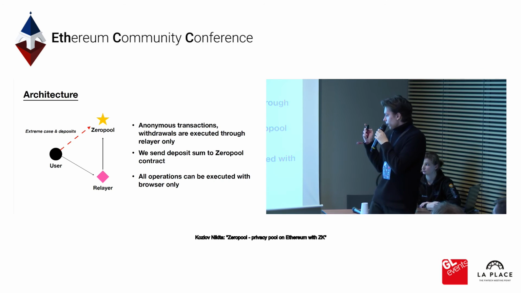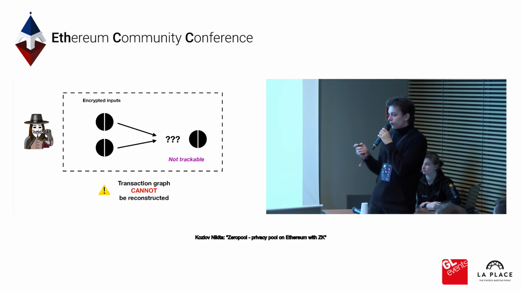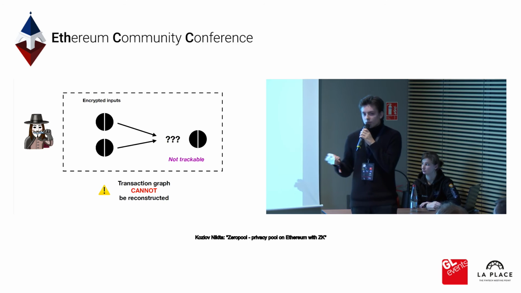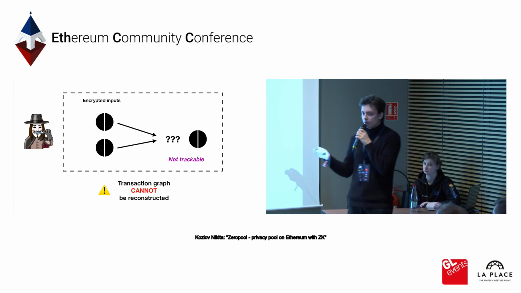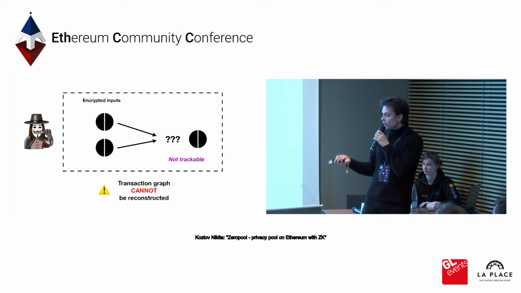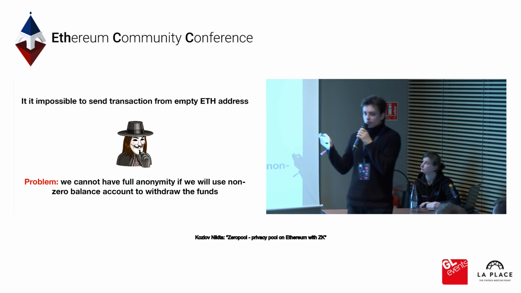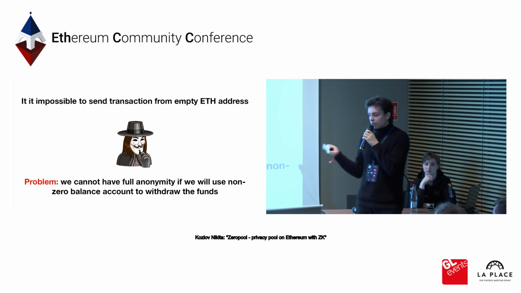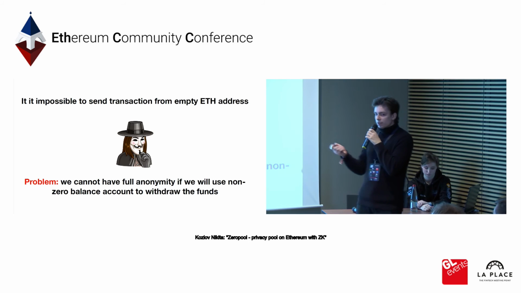So there are some basic features which are really important in our solution. Firstly, it's UTXO. We use the UTXO model for transactions in the pool. The main feature is that even for you, your transaction graph is not trackable. You can't build a transaction graph for any transactions. You only have information about your outputs, but they are also hashed. So you have information about your hashed outputs, and that's it. Another feature is that there is a big problem: it's impossible to send a transaction from a basic Ethereum account without any money. It's the empty accounts problem. Because of that, it's very hard to have anonymity without relayers.